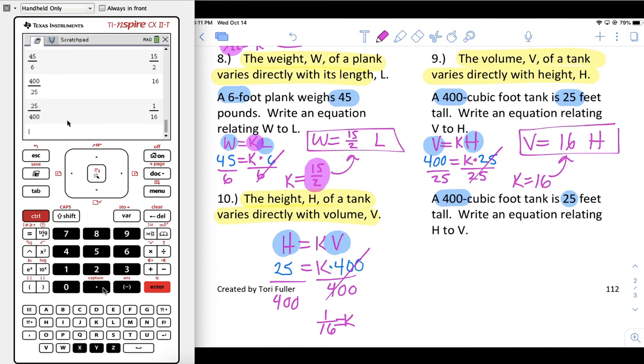All right, so if that's my K, we're plugging it right back into the original. Keep the H, keep the V. I'm just plugging the 1/16, my bad, 1/16 into my answer.